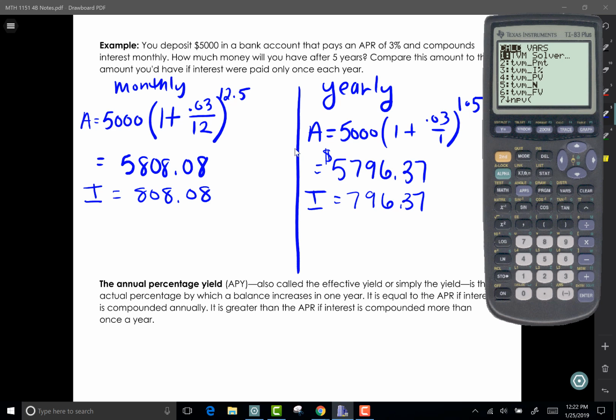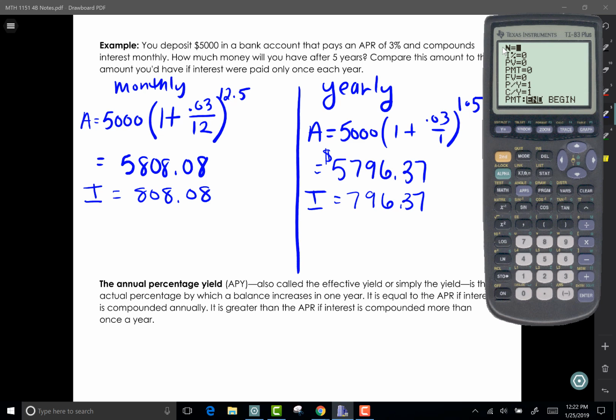And then we're going to choose TVM solver. That's time value of money. And I'm going to hit enter. And then what we're going to do is enter all this information, and the calculator is going to spit out the answer for us, and we can check it against what we did by hand with the formulas.